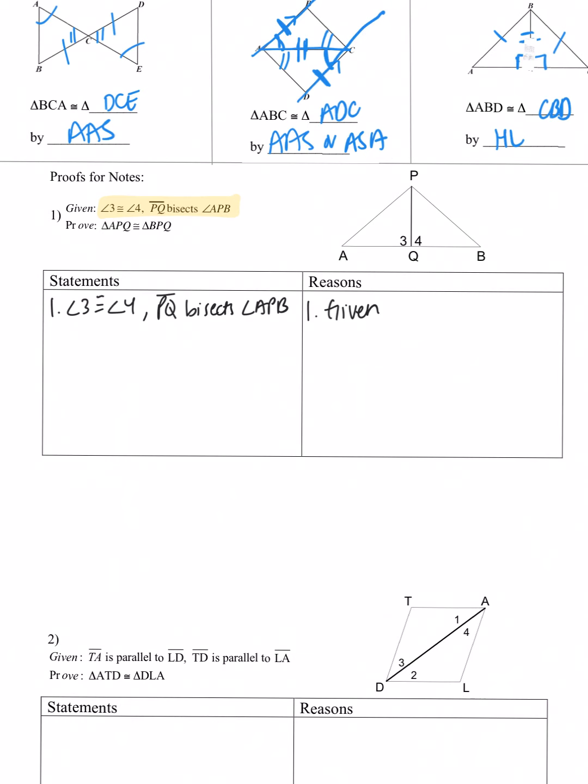So angle 3 is congruent to angle 4. And PQ bisects APB. So that means these two segments are congruent. Well, I just marked it, so I'm going to mention it. So in step 2, I marked that segment AQ is congruent to segment BQ. And how do I know that? Because it told me PQ bisects angle APB. This is the definition of a segment bisector.